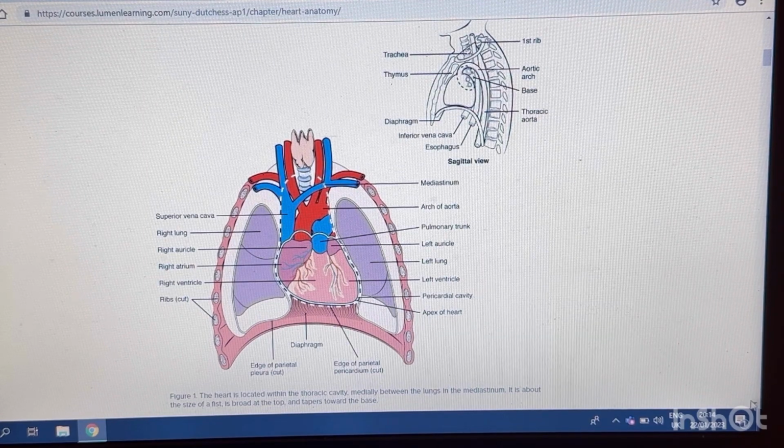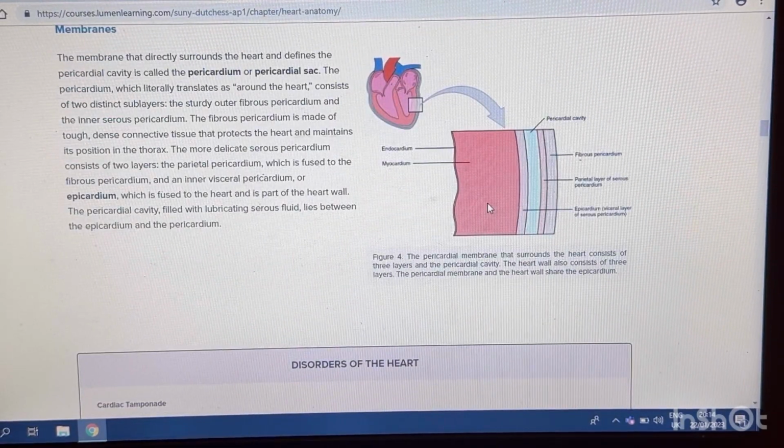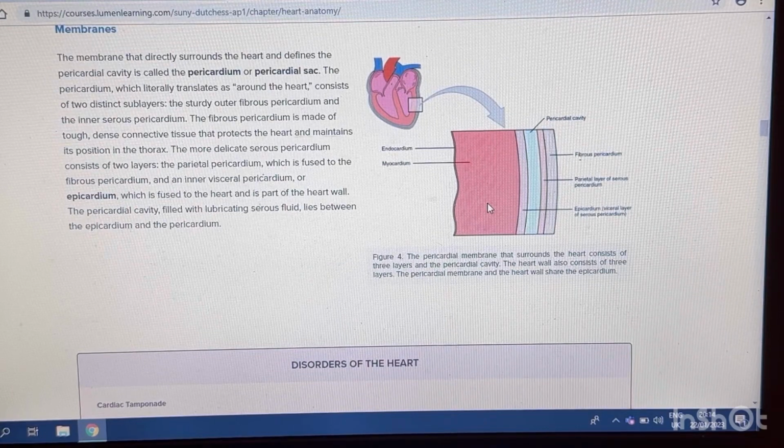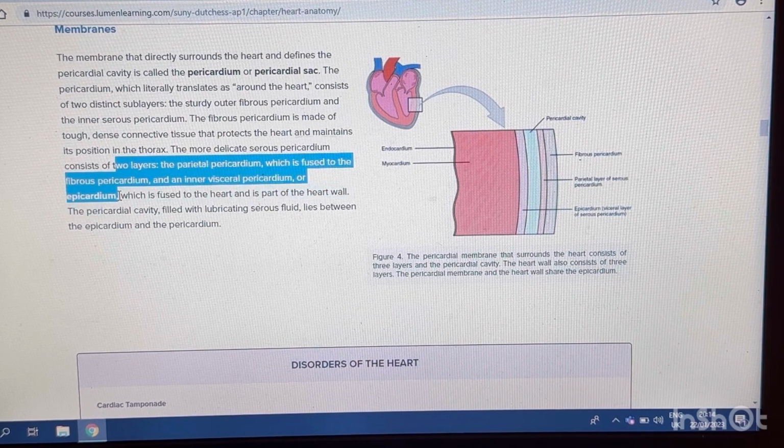Next I will show you one more picture, and then the rest we will discuss in the next lecture. Okay, let's come to this one. I think you can also read it, but I can tell you that the outermost layer of the heart is the pericardium, which is this one. It consists of two layers. One is the parietal layer, and the other one is the visceral layer. The visceral layer is also known as the epicardium.